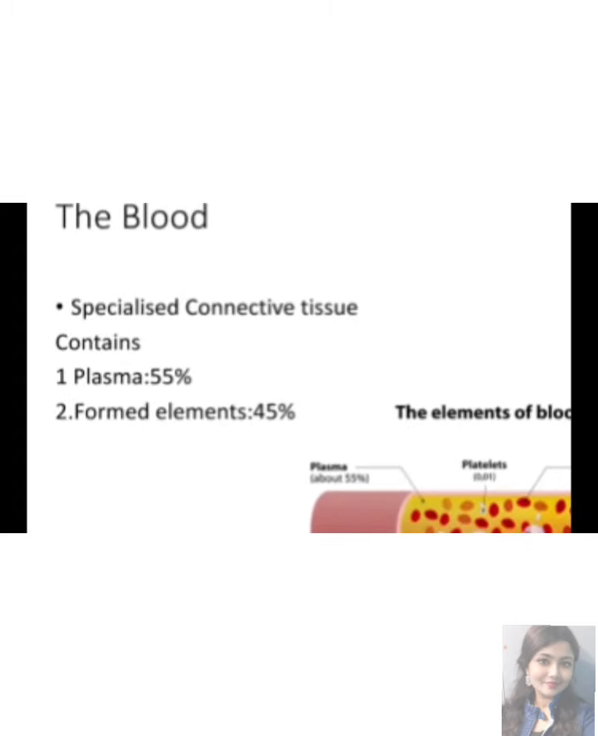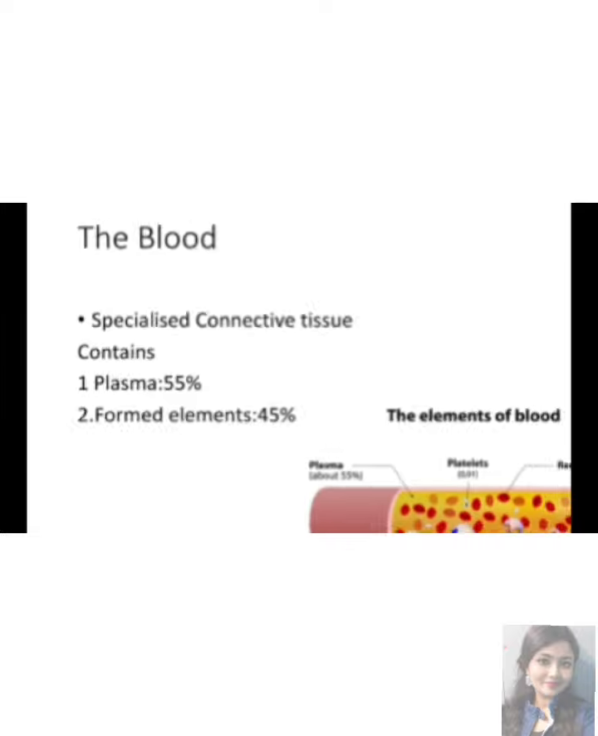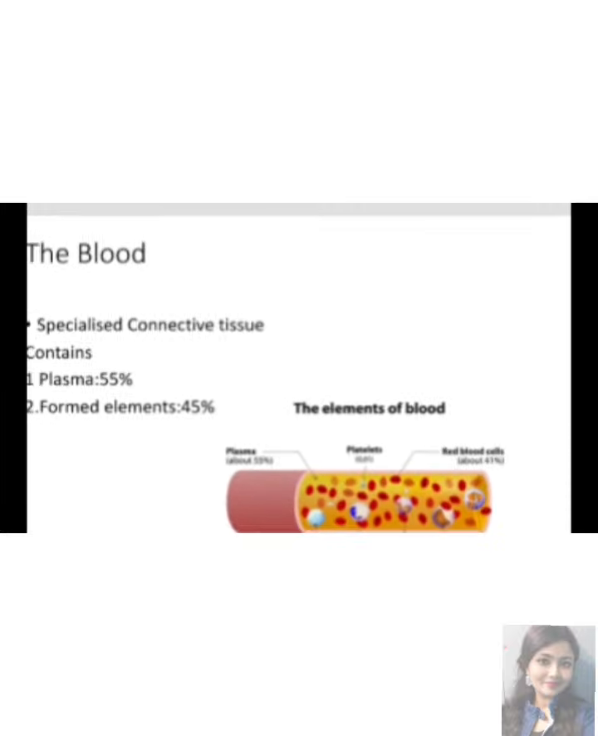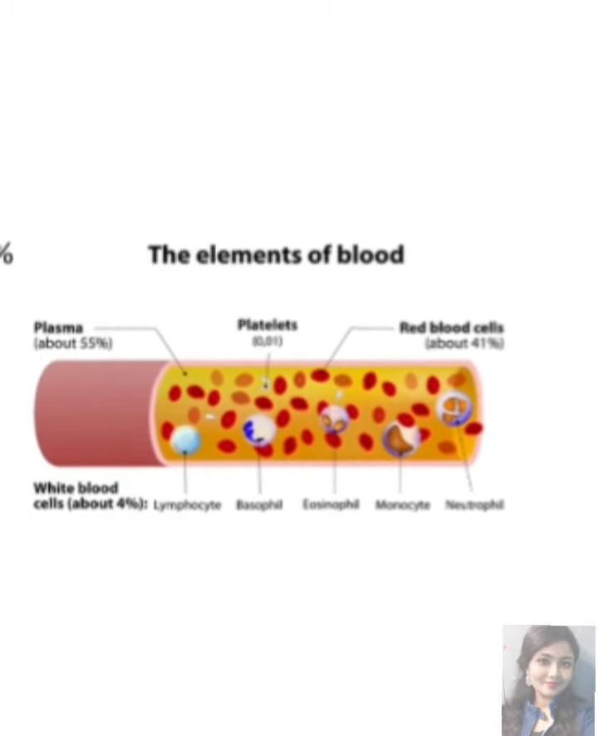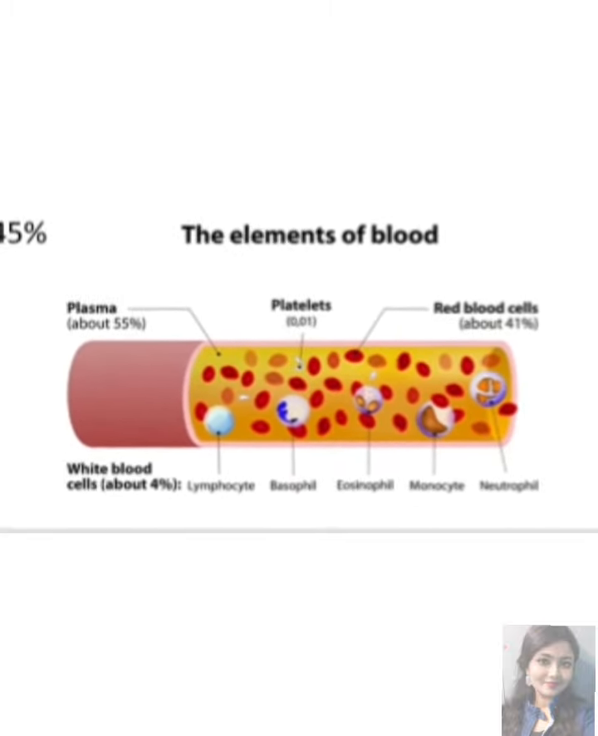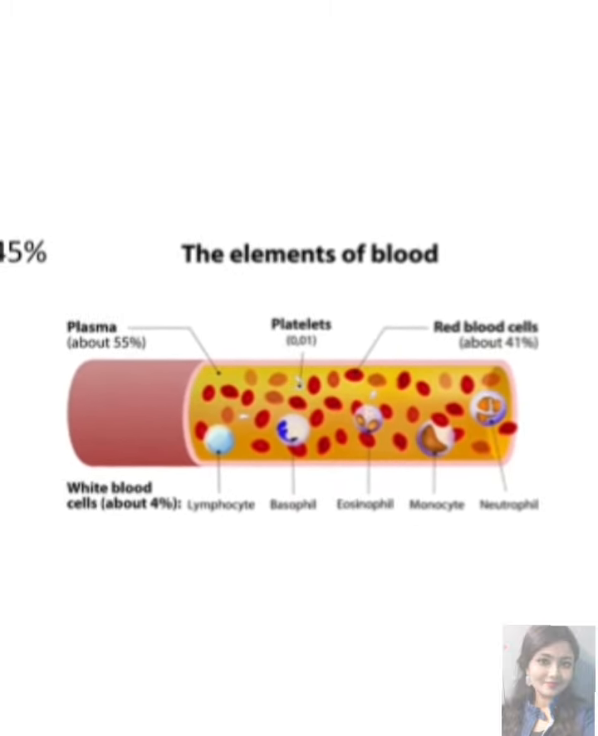Now we are going to discuss blood. Blood is actually a specialized connective tissue. Blood contains plasma and formed elements. The plasma constitutes 55% and the formed elements constitute 45%. You can see here the elements of blood. The plasma makes 55%, platelets make 0.01%, red blood cells make about 41%, white blood cells 4%. Under white blood cells we have lymphocyte, basophils, eosinophil, monocyte and neutrophil. We'll be discussing this in detail.